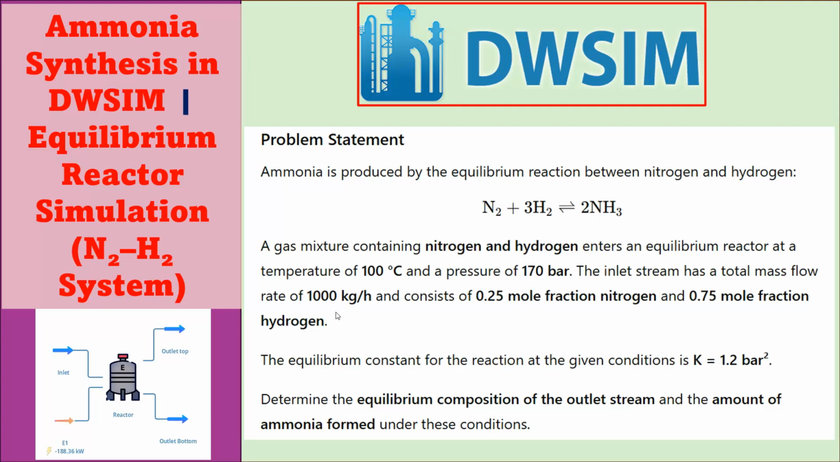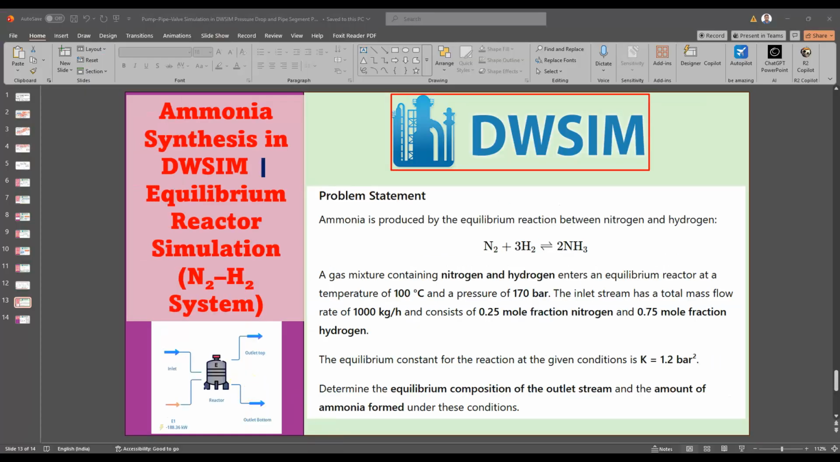The inlet stream enters at 1000 kg per hour at the same temperature and pressure, and it contains 0.25 mole fraction of nitrogen and 75 mole % of hydrogen, which corresponds to the stoichiometric feed composition. The equilibrium constant for the reaction under this condition is given as 1.2 bar squared, and the reactor calculates the equilibrium composition based on this value. Here we have to find out the equilibrium composition of the outlet stream and the amount of ammonia formed under this condition. Okay, let's begin with DWSIM software.